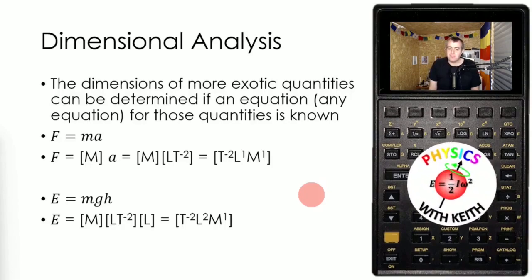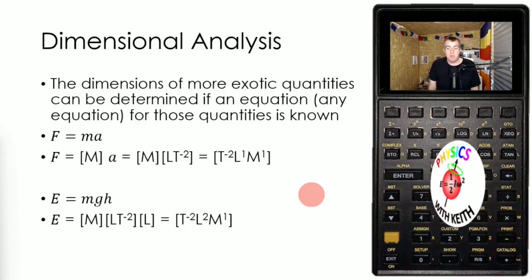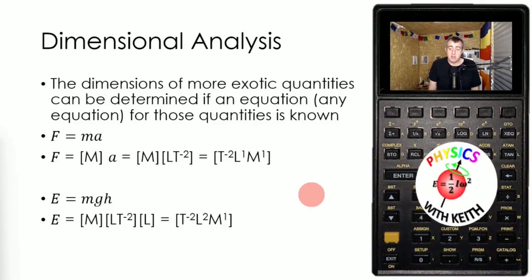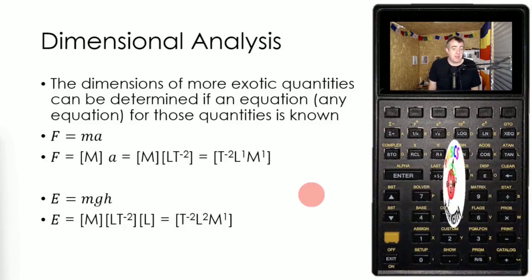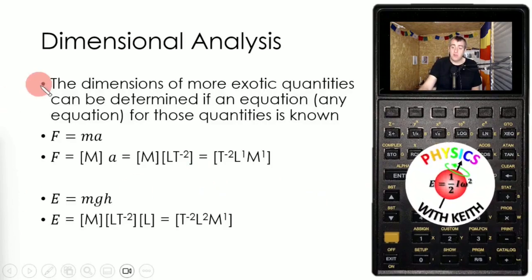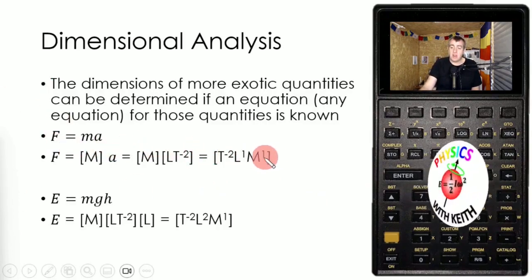Nice and easy. Do the same thing for energy. Pick any equation for energy. Well, we could pick half mv². We could pick mgh. It doesn't matter. We could pick force multiplied by displacement. And we already know what the force is here. So if we're going to do force multiplied by displacement, we're just going to have another L.